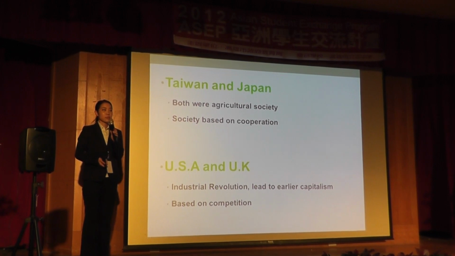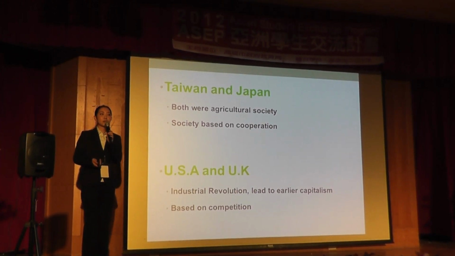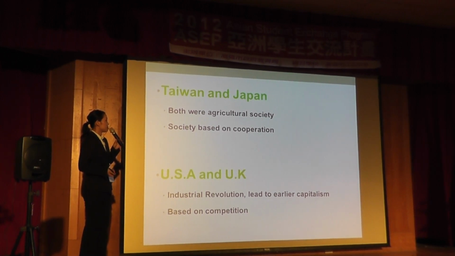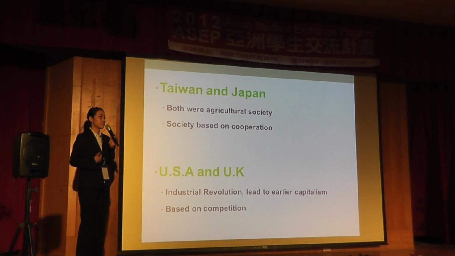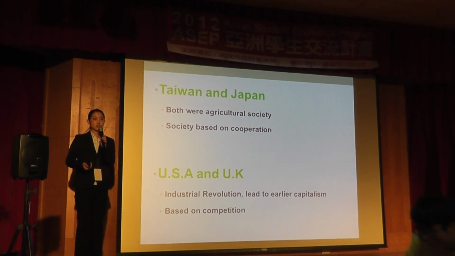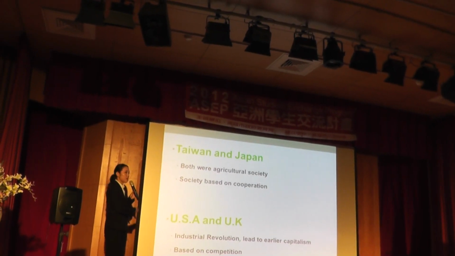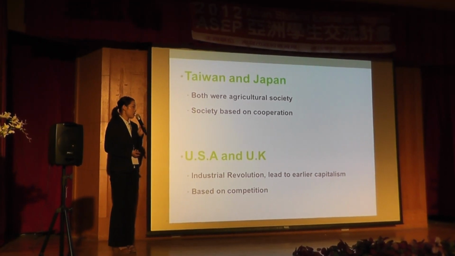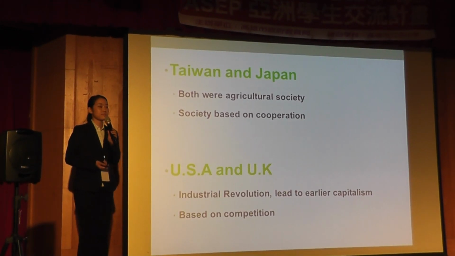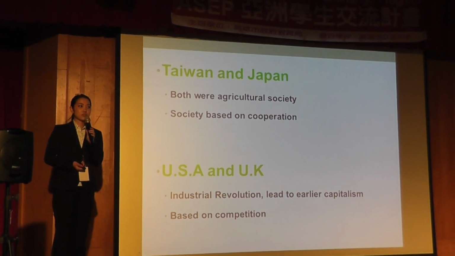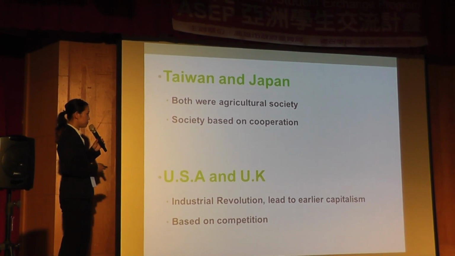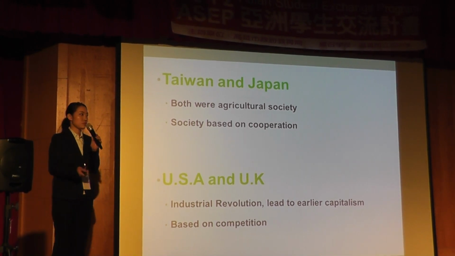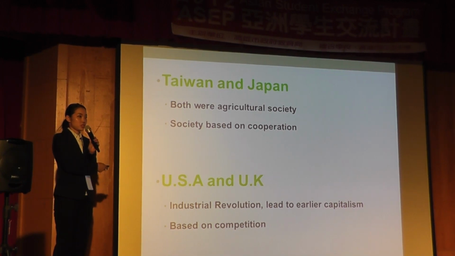There are some reasons for this. So I'd like to focus on the historical background. For example, Taiwan and Japan used to be agricultural societies, and their society is based on cooperation. On the other hand, the USA and UK have experienced many industrial revolutions, and they led to earlier capitalism. So their society is based on competition. So from this research, we can say that there is a strong relationship between the Gini number and cooperation and competition in each country.